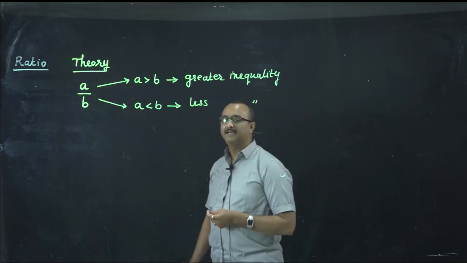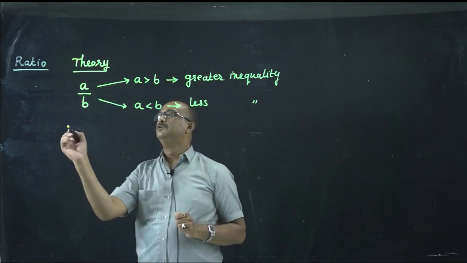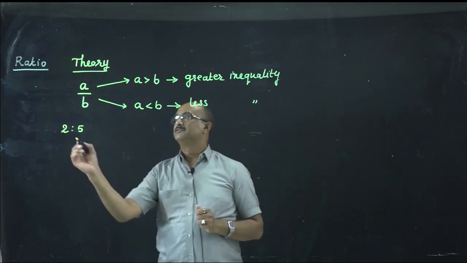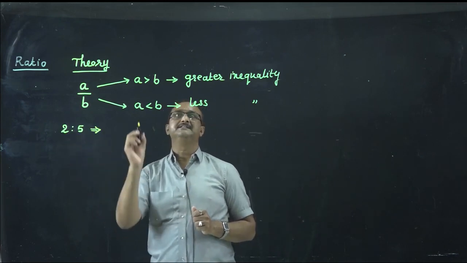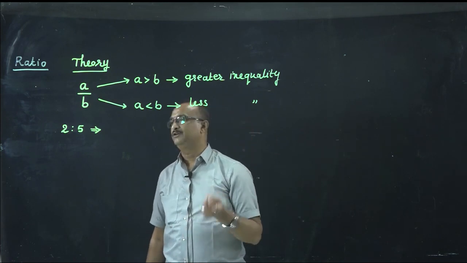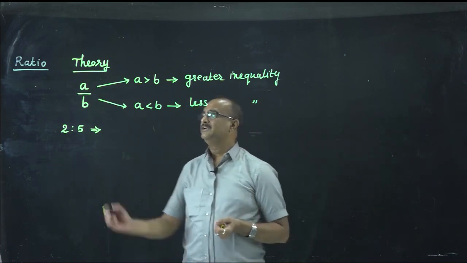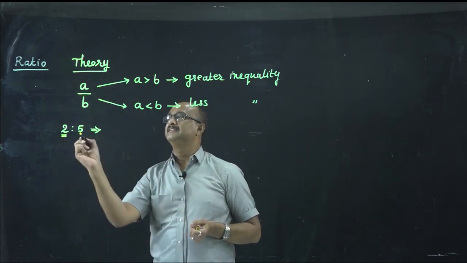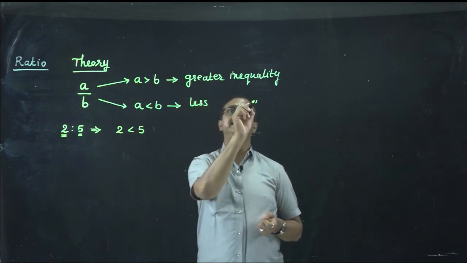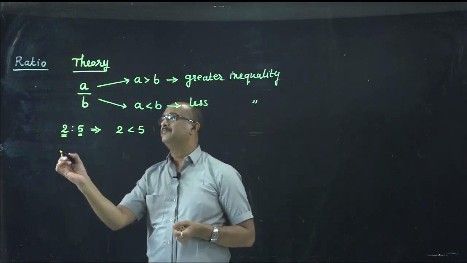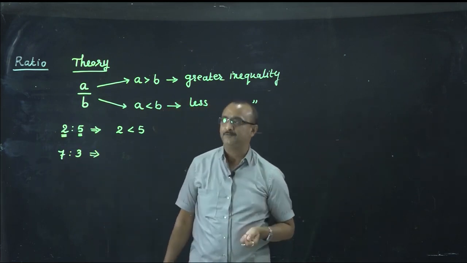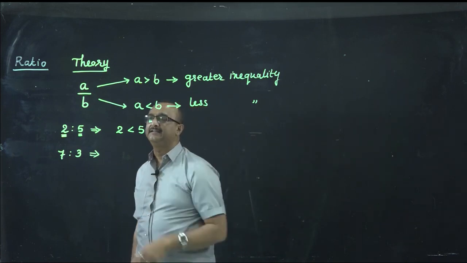Okay. Sometimes the questions are asking in the form 2 is to 5. So given ratio is the type of, and options are given: greater inequality, less inequality, equal, or none of these. Okay. So see here, first term is less than second term. 2 is less than 5. So it is less inequality. But if it is given that two terms are in the ratio 7:3, then it is called greater inequality.